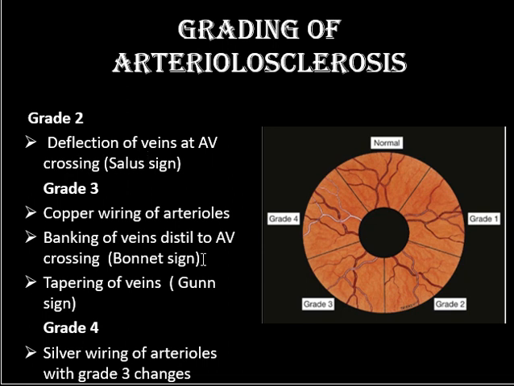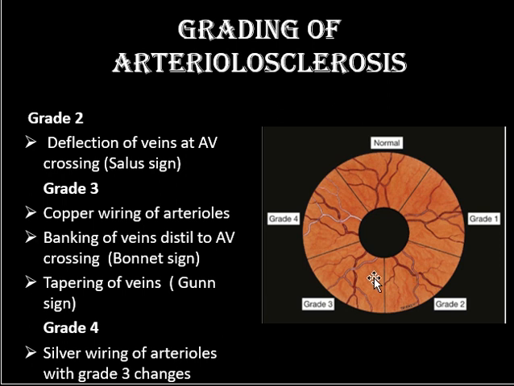The second grade of arteriosclerosis is deflection of the veins at the AV crossings. This is known as Salus sign. See, the veins are deflected at the AV crossings at right angle. This vein was not going straight, it is deflected at right angle at the level of the AV crossings. See, the artery crosses the vein.